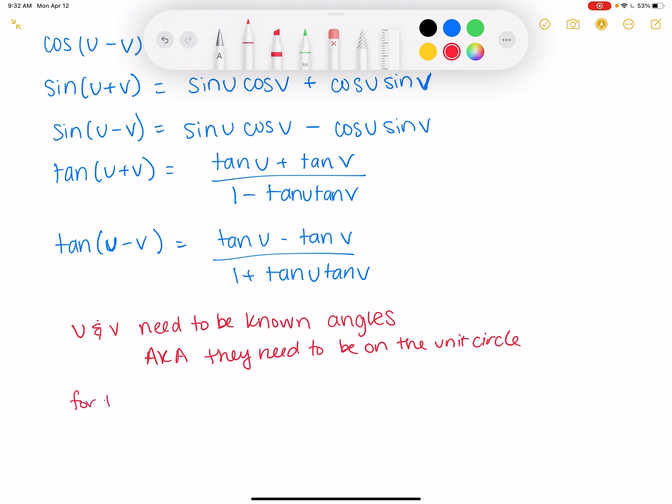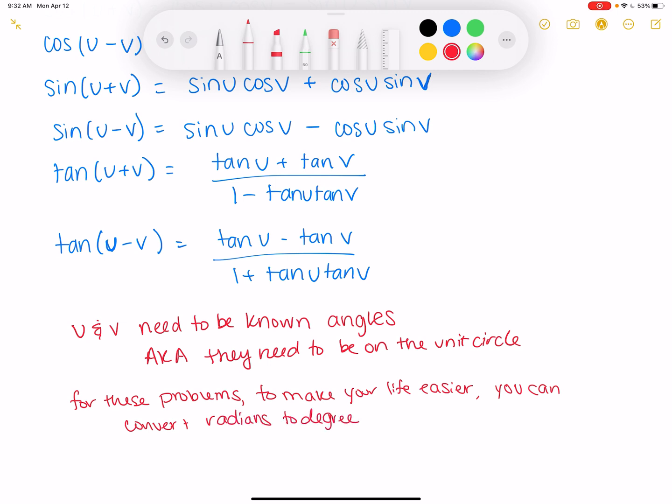For these problems, to make your life easier, you can convert radians to degrees. Now, I hope that you know this stuff well enough that you wouldn't need to do that, but you can if need be.